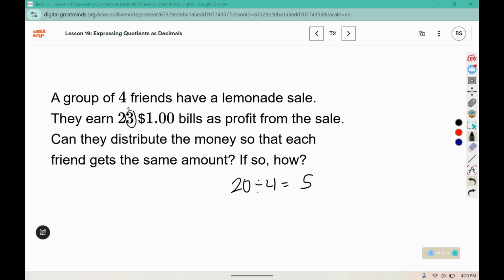But then we would have 3 extra dollar bills to split up into 4 parts. If we split $3 into 4 parts, each person would get 3/4 of a dollar, which is 75 cents. 3/4 is 75 cents. So each person would get $5.75.